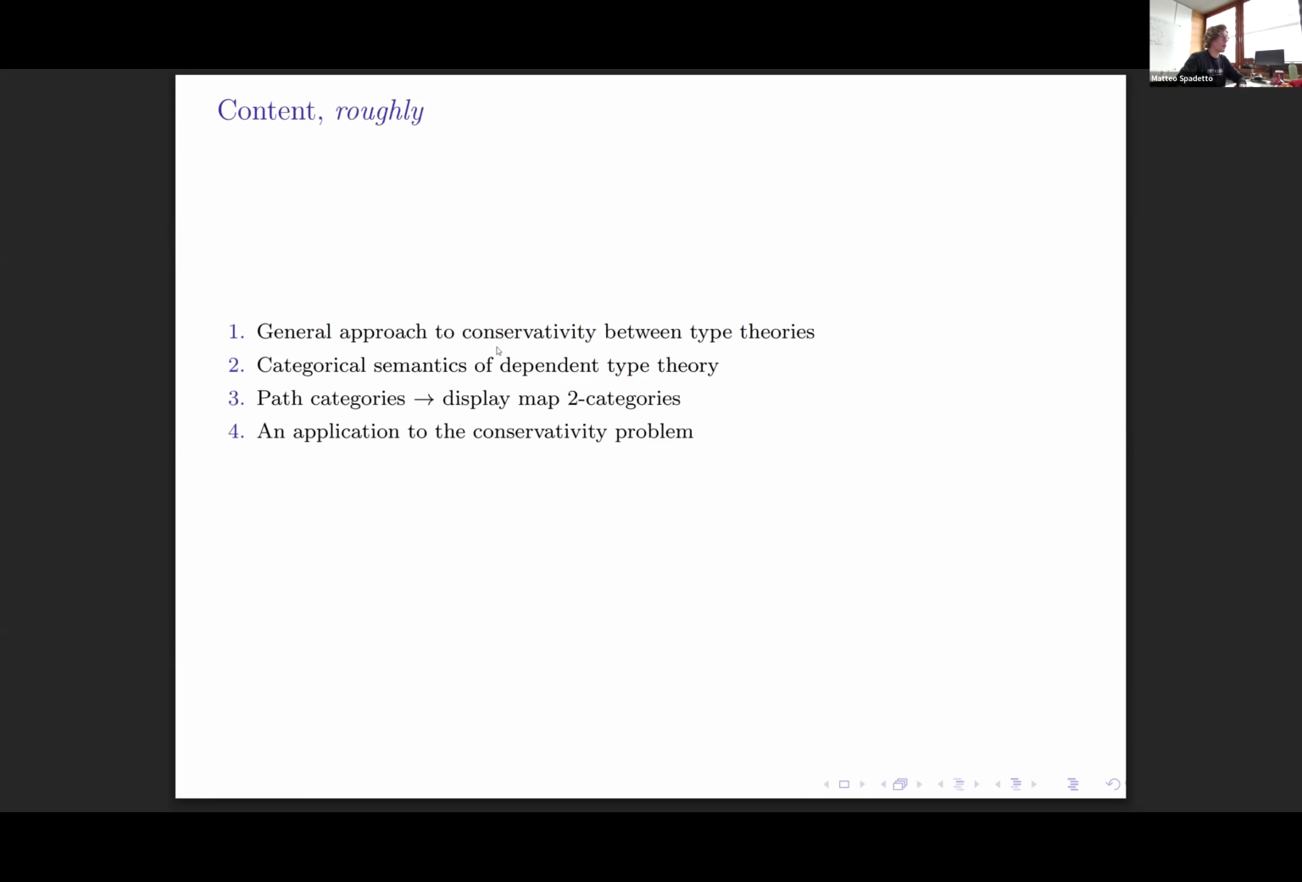The content of the talk will be the following. I will start by recalling how to prove conservativity between type theories via a semantic approach. Since we need semantics, I will say a few things about the categorical semantics of dependent type theory, especially focusing on path categories and display map categories. And finally, I will use these tools to give a proof of a conservativity result.